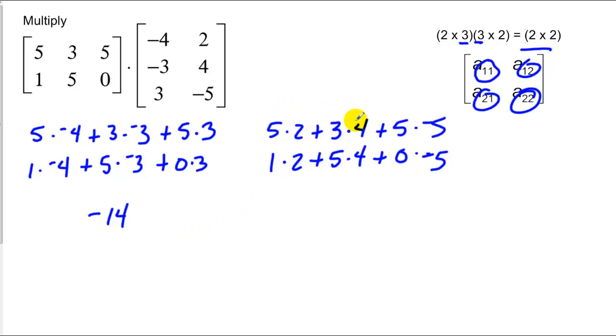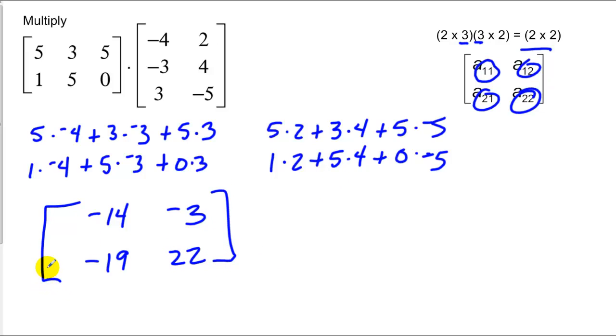10, 12, makes a total of 22. And negative 25 gives me a negative 3. Negative 4, negative 19. And then 2, 22. And you'll notice what's left is a 2 by 2, which is exactly what I wanted.